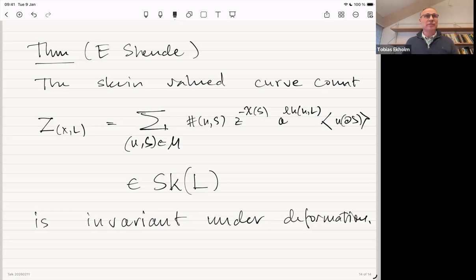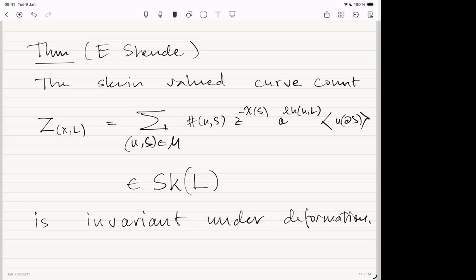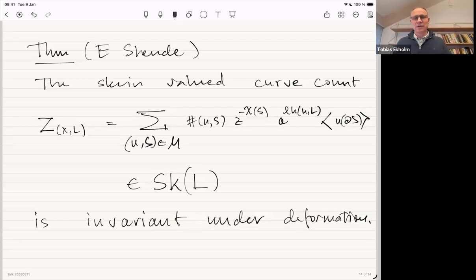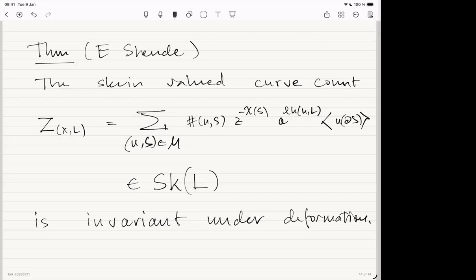One more. How about relating it to the Jacobian of a curve? Would the questions you're investigating pass to the Jacobian in any sense? That I don't know. I'm not so sure, but I don't know. Okay, thank you.